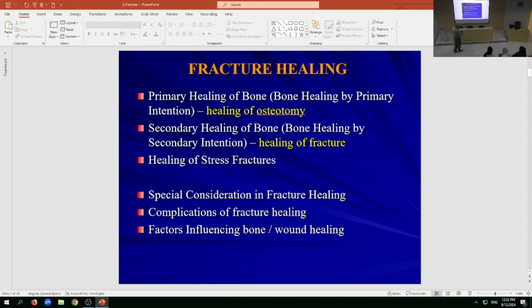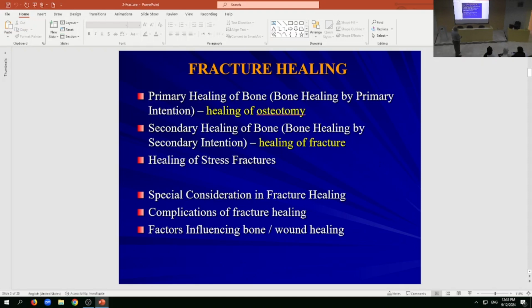And the secondary healing of bone, which is healing by secondary intention, is the one that I will describe now, when there is an inflammatory response. We'll come back at the end of this unit when we talk about wound healing. There is also primary intention and secondary intention. That means healing of a wound with no infection, like a surgical wound, and healing of an infected wound.